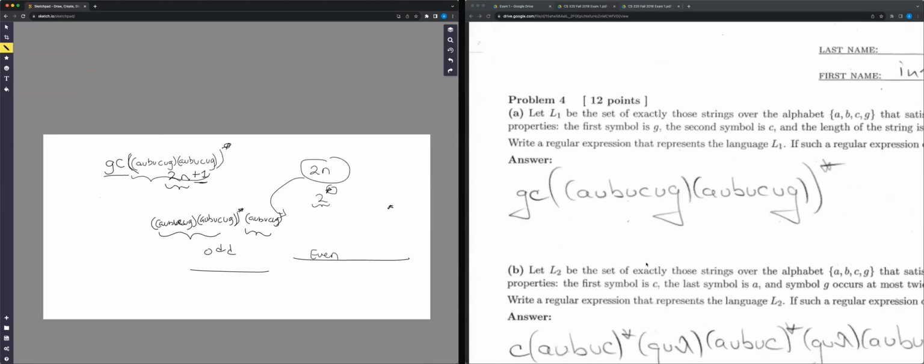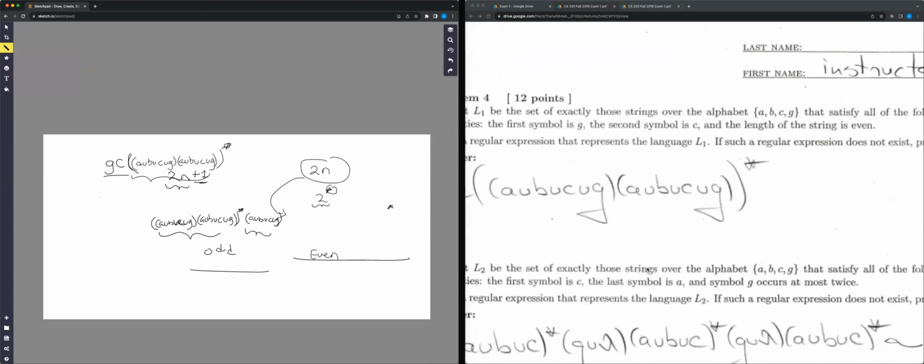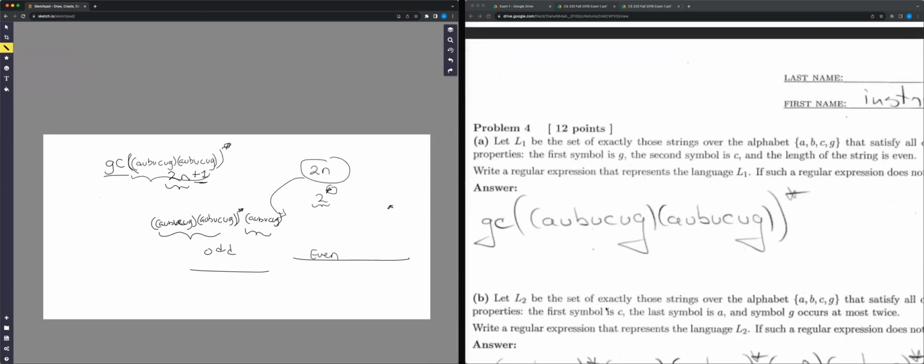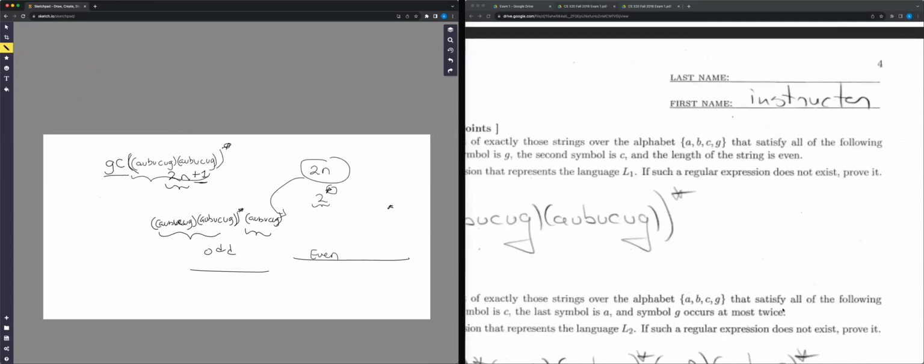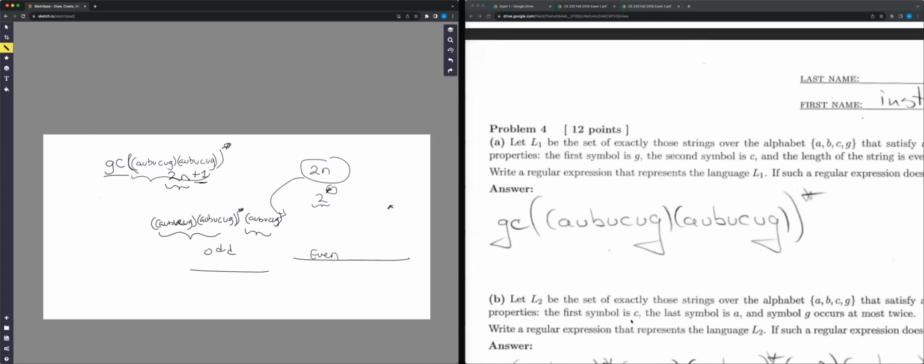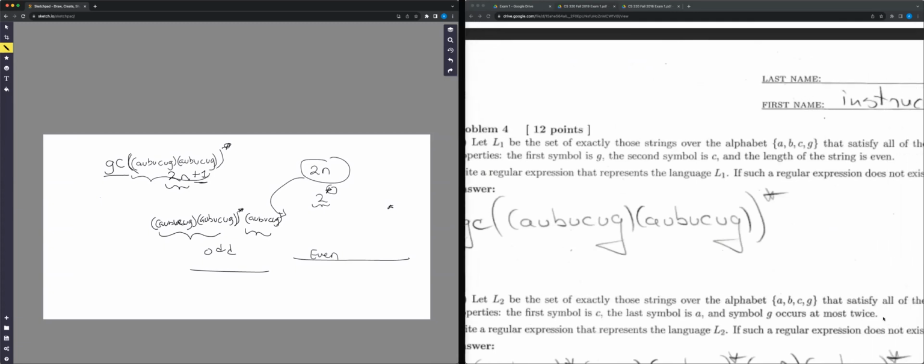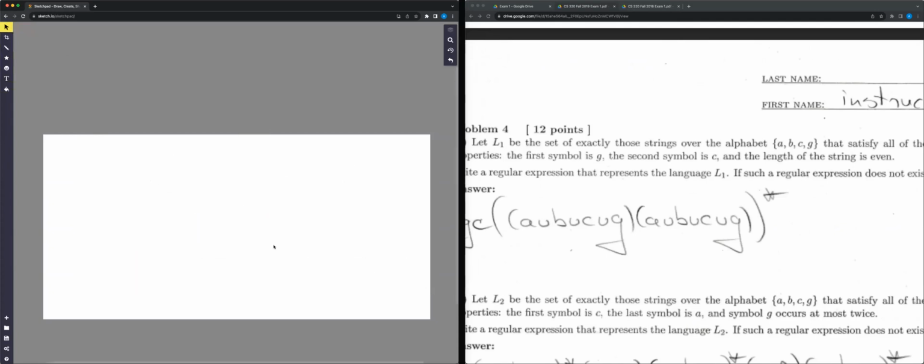Okay, let's move on to the next one. Let L2 be exactly those strings over the alphabet A, B, C, G that satisfy the following properties. The first symbol is a C, and the last symbol is an A. The symbol G occurs at most twice. Okay. So what has to be there? C has to be in the beginning. A has to be at the end. And G occurs at most twice, which means G can occur 0 times, 1 time, or 2 times.